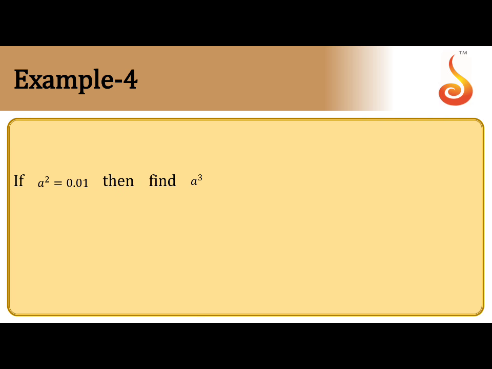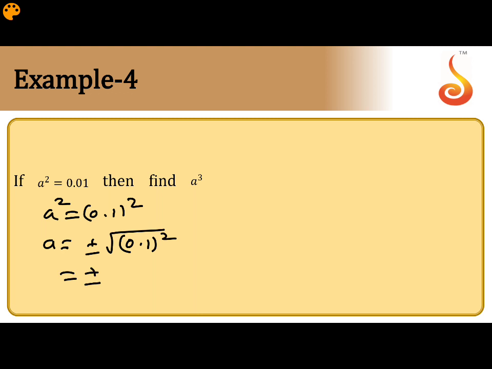Next. So another tricky question. If a square equals 0.01, then find the value of a cube. So here, what is a square? 0.01. So 0.01 can be written as 0.1 whole square. So a equals plus or minus square root of 0.1 whole square. Then square and square root cancel, we will get a equals plus or minus 0.1.